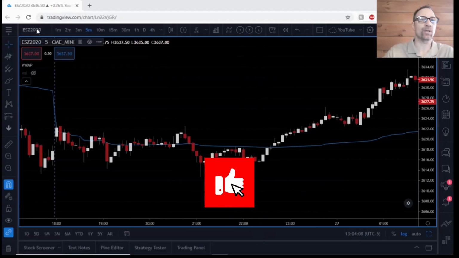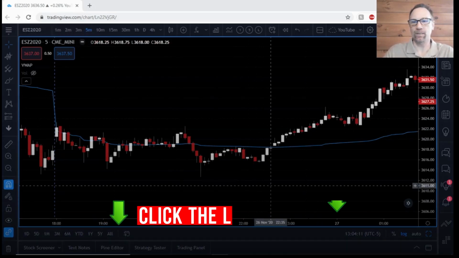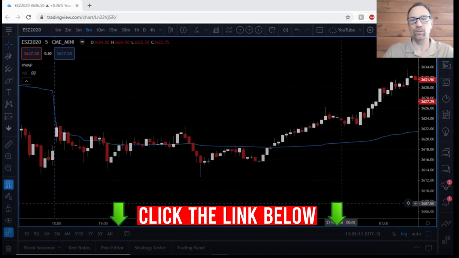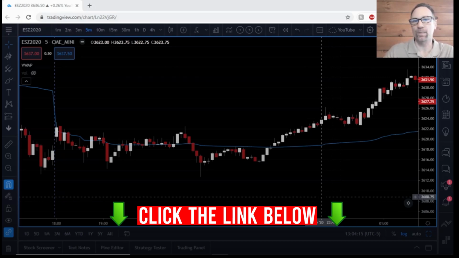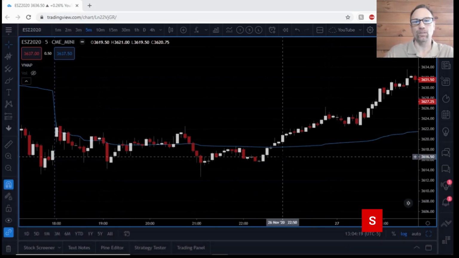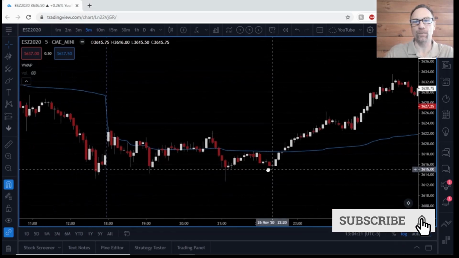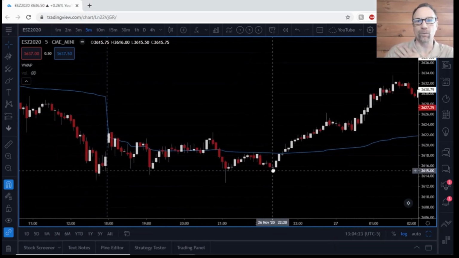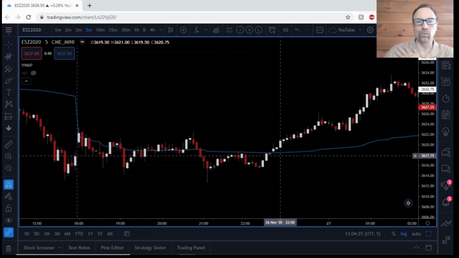Okay, looking at this chart right here, we have the ES chart on 5 minutes, and this is back on November 27th, 2020. I've just put on the basic VWAP. There's nothing special about this. This is a VWAP that comes standard with TradingView. So you can see the blue line here of VWAP.